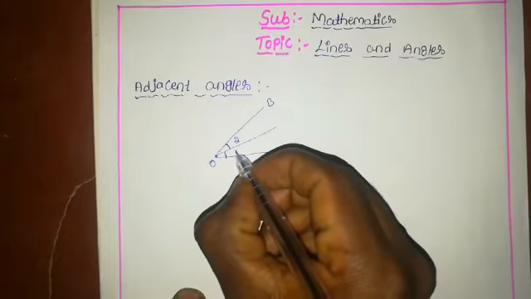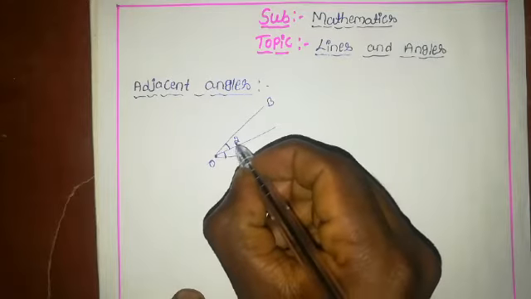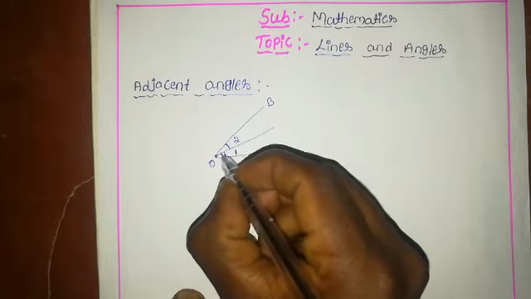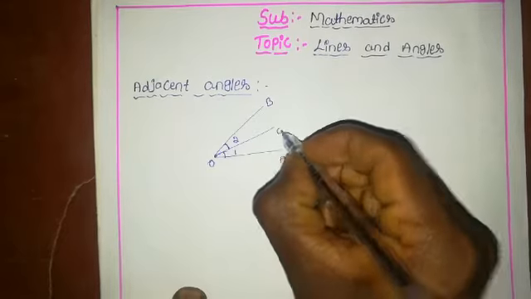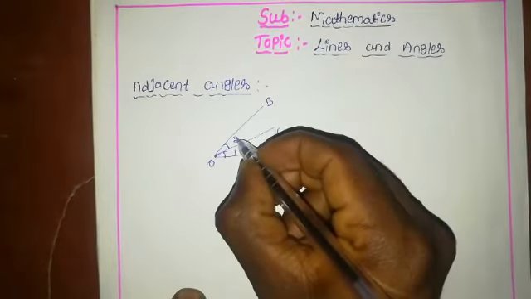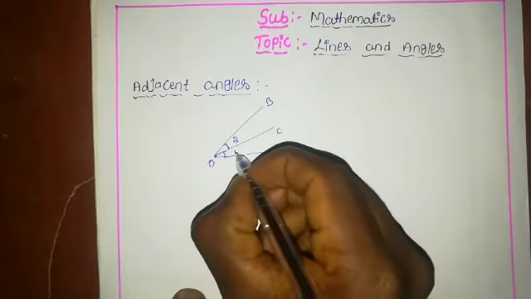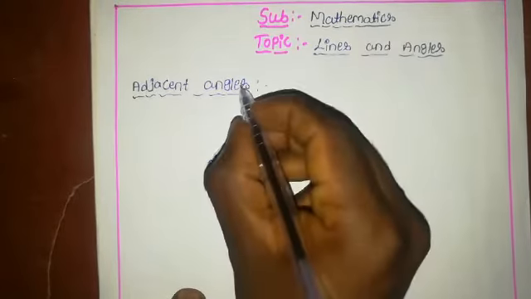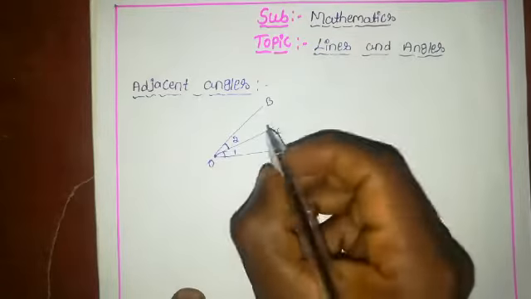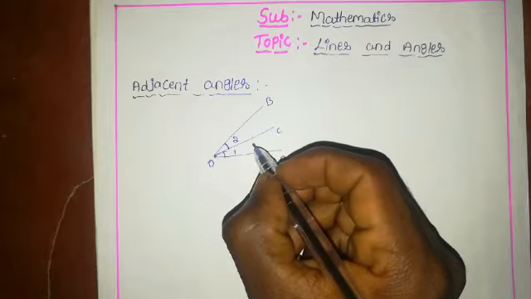Here angle 1 and angle 2 have a common vertex, that is O, and both the angles have a common side, that is C. OC is the common side for angle 2 and angle 1. Then we call angle 1 and angle 2 adjacent angles because both the angles have the same vertex and a common side.